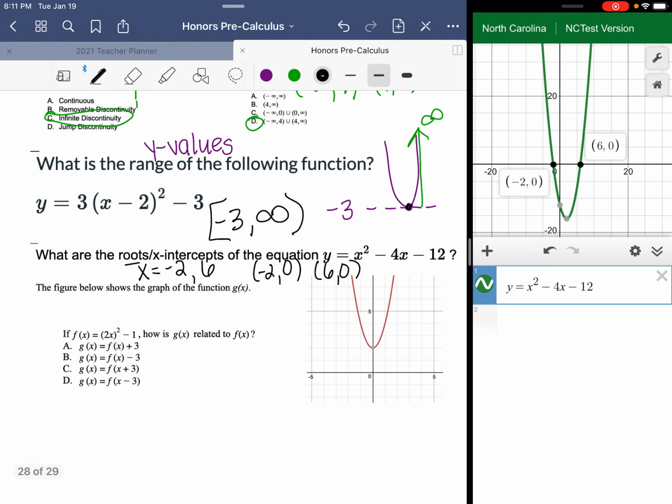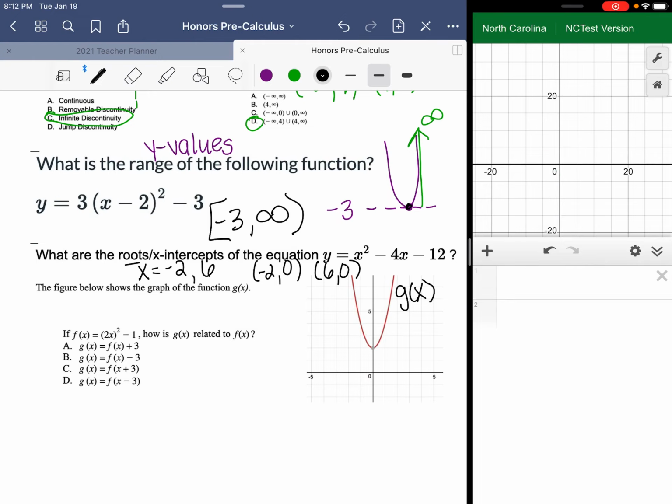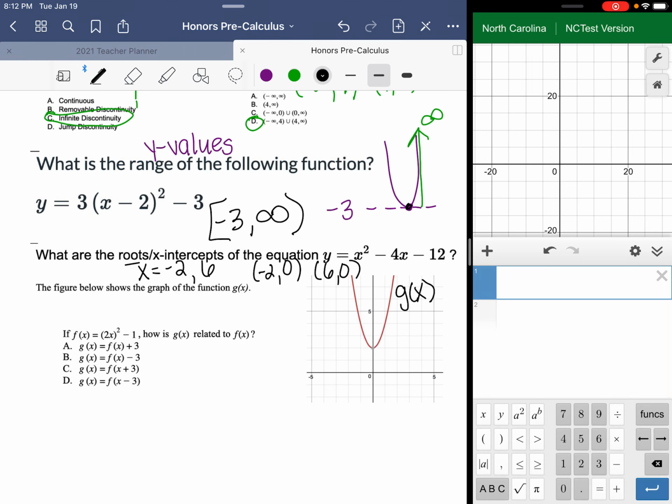All right, so the next one says, the figure below shows the graph of the function g of x. So this is g of x over here, and it gives me f of x. So how is g of x related to f of x? I need to look at both of these and figure out what happened.